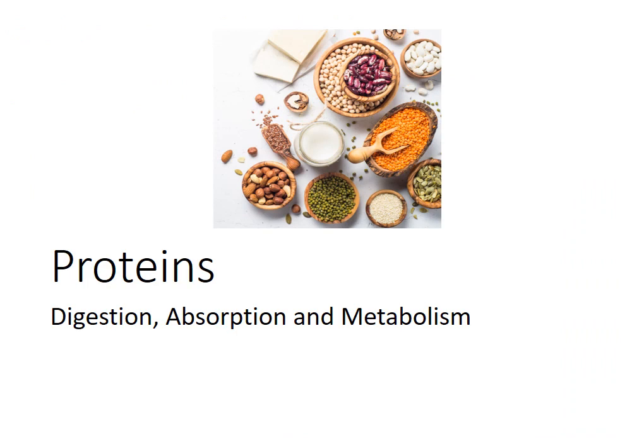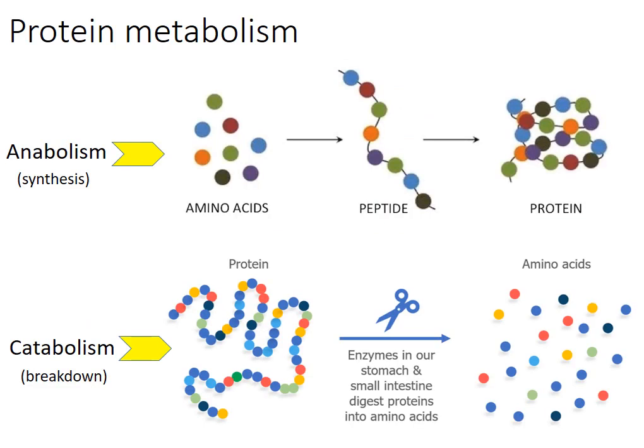Next we will study proteins, their digestion, absorption and metabolism. Proteins are complex organic compounds made up of single units called amino acids. Protein metabolism includes various biochemical processes responsible for synthesis of proteins and amino acids, that is anabolism, and breakdown of proteins, that is catabolism.